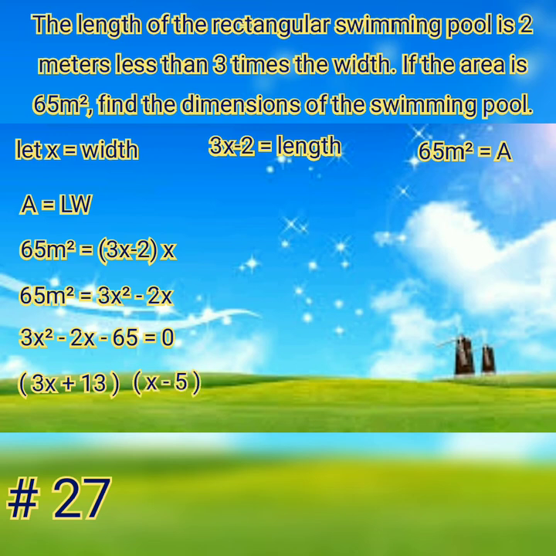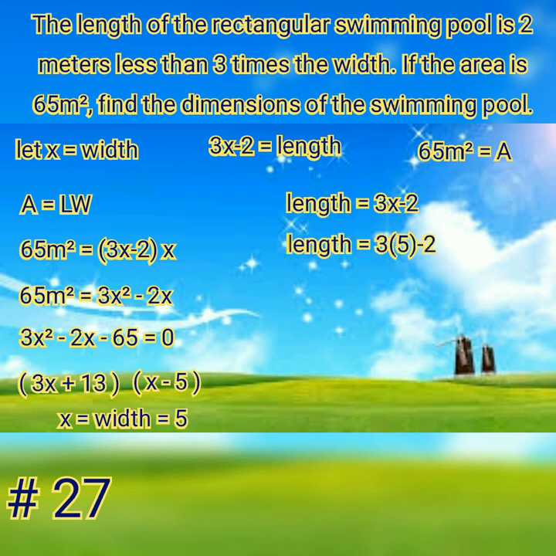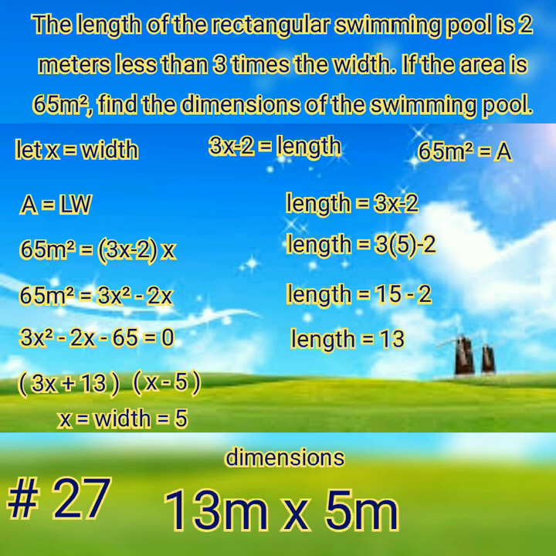Since we're looking for the dimension, we will just consider positive 5. So x or the width is equal to 5. Since x is equal to 5, the length will be 3 times 5 minus 2, which is equal to 15 minus 2 or 13. So the dimensions will be 13 meters by 5 meters.